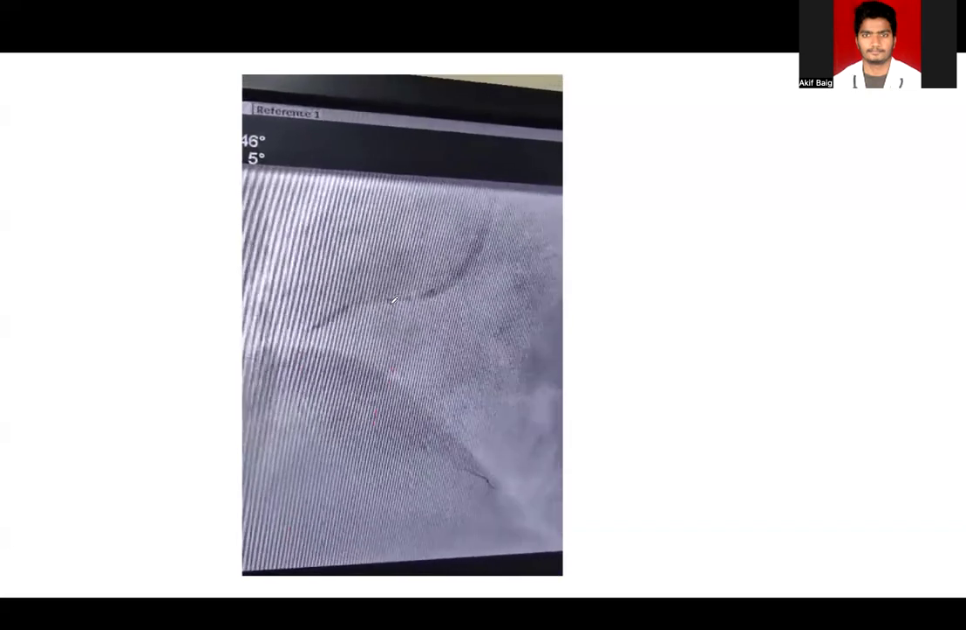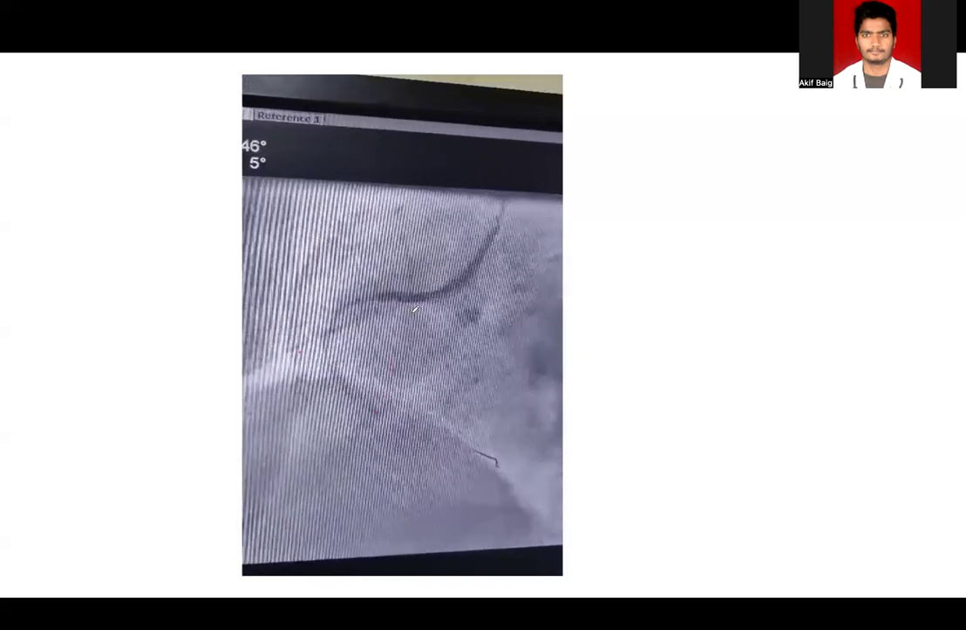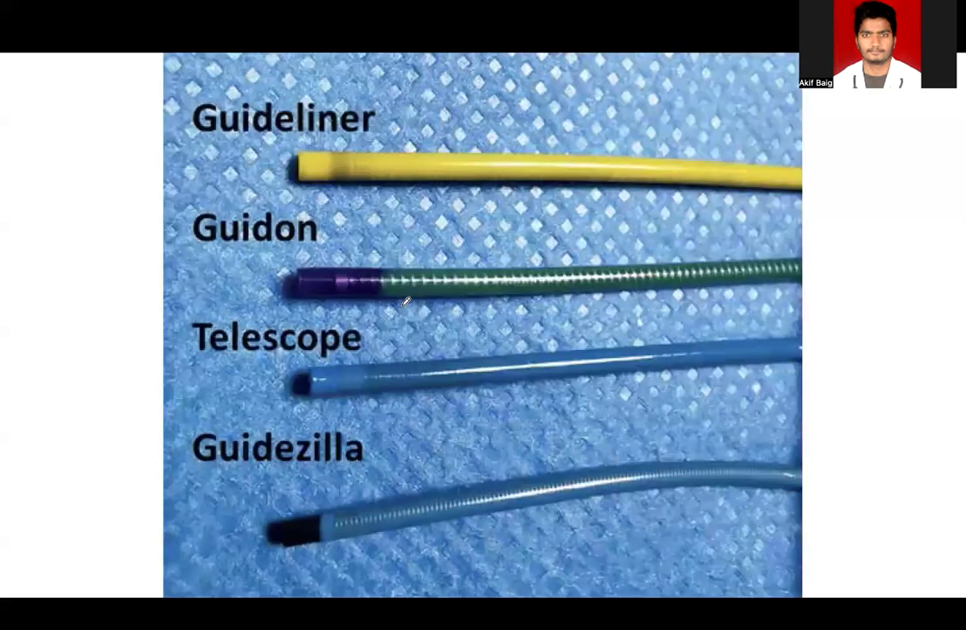For support, we took a guide. This is called a guide liner because this was a JR guide which was not getting hooked. So this was RCA occlusion and we took a JR guide. This was the guide liner. The wire was crossed. Now we are opening it with the balloon.